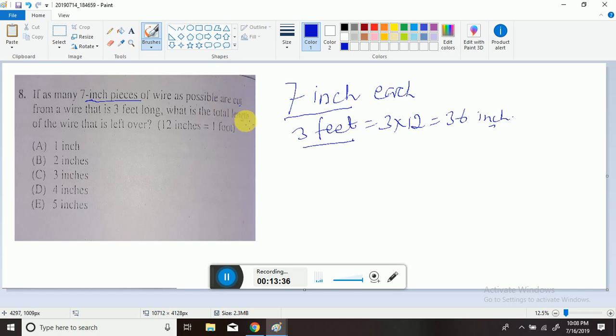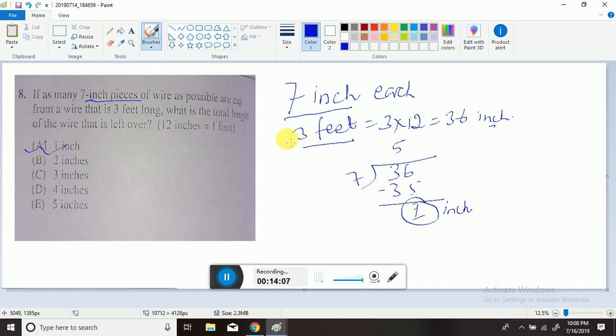Now what is the total length of wire that is left over? That means the remaining piece of wire after we cut each 7-inch long piece. What is the piece that is left over at last? So it means we have to divide 36 by 7. So 7 5s are 35. What is our remainder? Remainder is 1. Finally, we have a 1 inch long wire left in our hand. So this 1 inch is our correct answer.